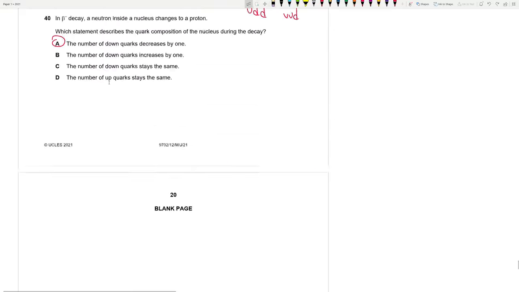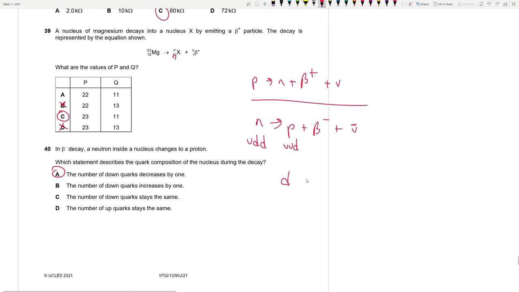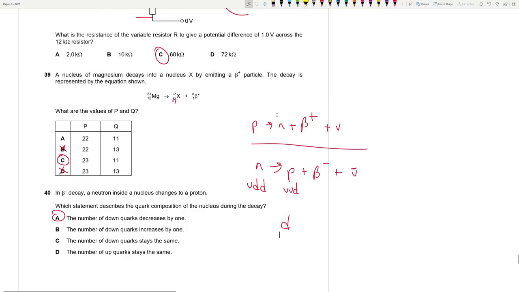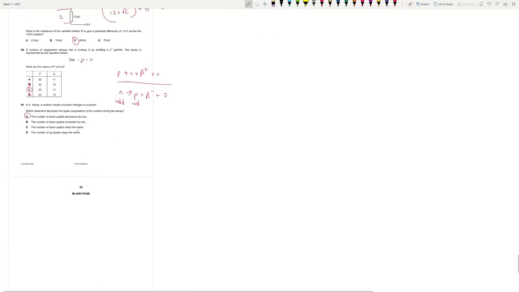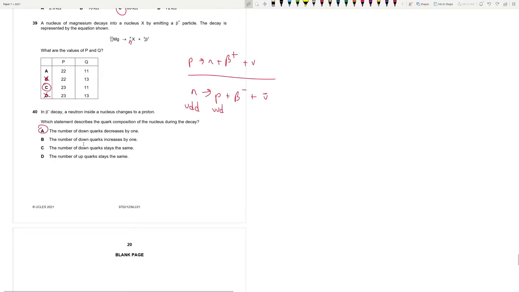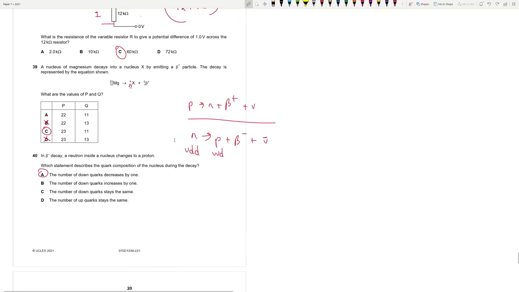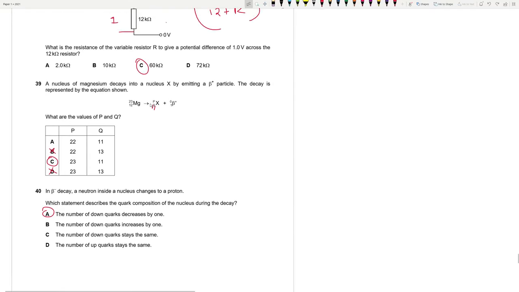Okay, the down quarks decreased by, wait, can you give me a bit? Sorry, it was 23 and this became 11. It decreased by 1.